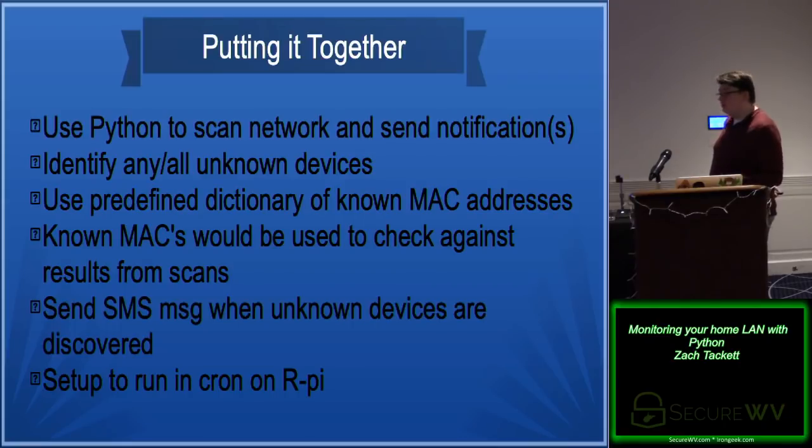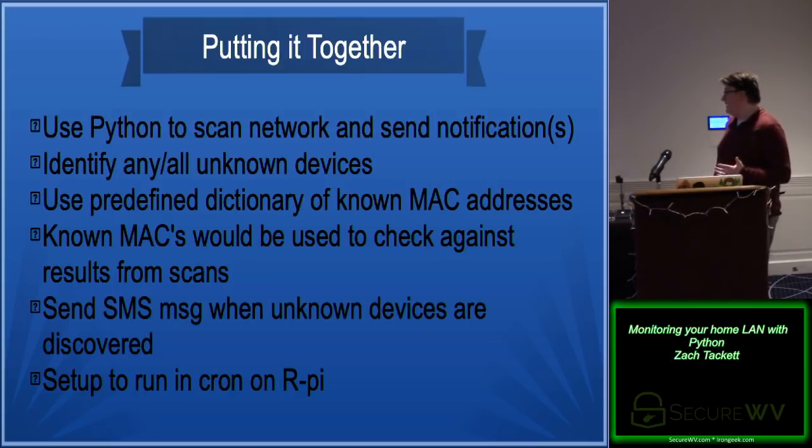Putting it all together, I used the two different nmap and ARP scans. The whole concept was to identify any and all unknown connected devices, and I would use a predefined Python dictionary of known MAC addresses. So any devices that I owned, my wife owned, or that we used or connected to the network, I created a predefined list of their MAC addresses to test against in the scan results.